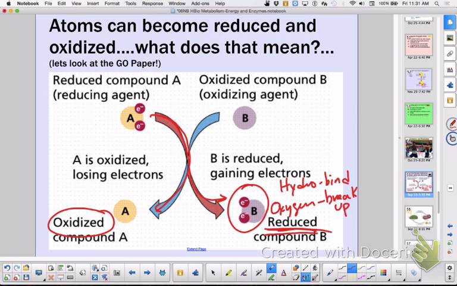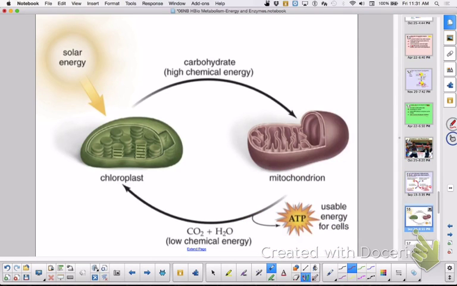Now, let's apply it. Who explained this one? Youngest? Oldest? This is yours. Do a little talk. Solar energy, and the sun gives the energy to the... All right.